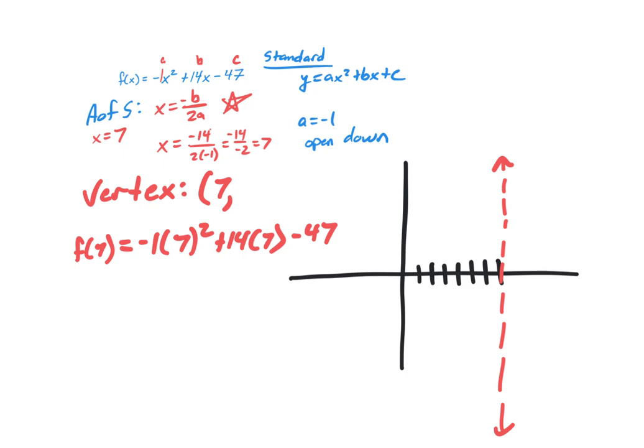So this would be -49, plus 14 times 7, minus 47. So if we do all of that, what do we get? 2. So our vertex is going to be at 7, 2. Over 7 and up 2. It should land right on that line somewhere, okay?